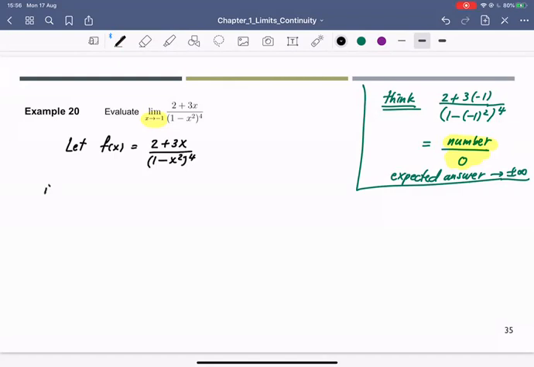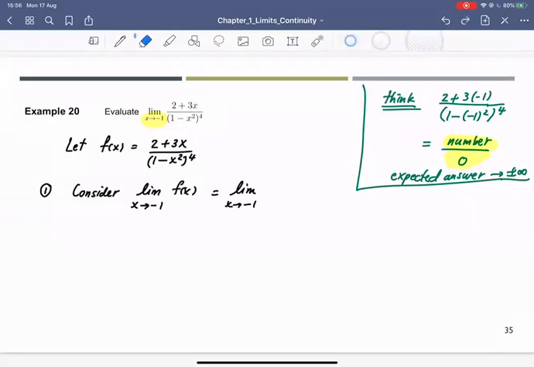So condition number 1: I need to show that the limit of 1 over f(x) equals 0. So I consider the limit of f(x) where x goes to negative 1. And this thing is going to be the limit when x goes to negative 1. Oh, sorry, I need 1 over f(x). Right, and that thing is going to be (1 minus x squared) to the 4th power over (2 plus 3x).